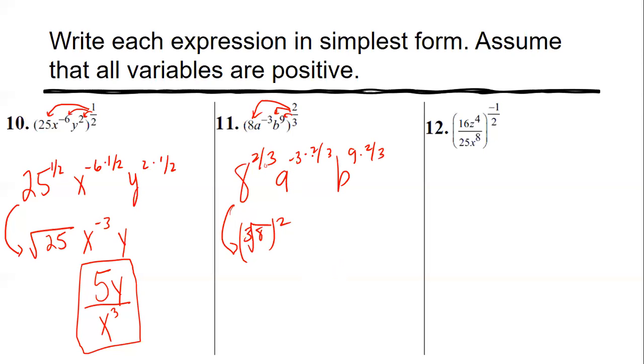Then I have negative 3 times 2 is negative 6. Negative 6 divided by 3 is negative 2. I have 9 times 2 is 18. 18 divided by 3 is 6. So I keep simplifying all of this. What is the cube root of 8? And 2 squared is? So we have 4b to the 6 in the numerator and a squared in the denominator. Why is a squared in the denominator? It has a negative power.